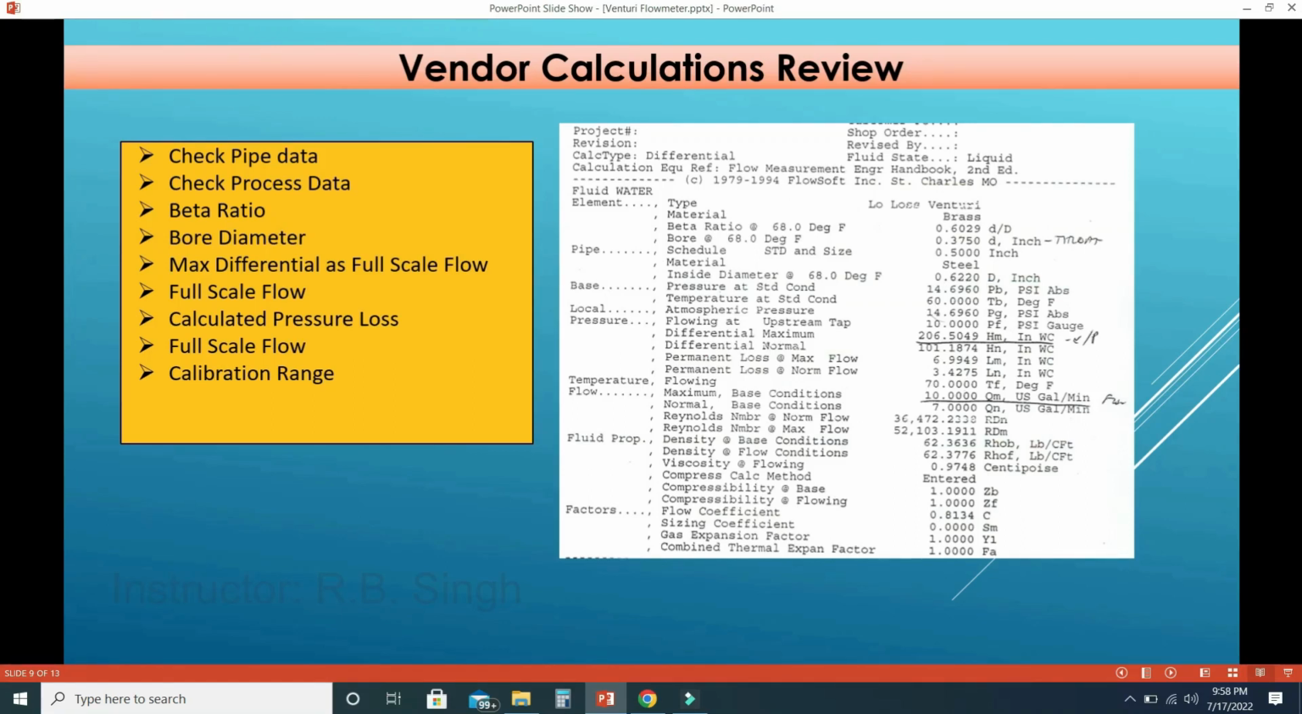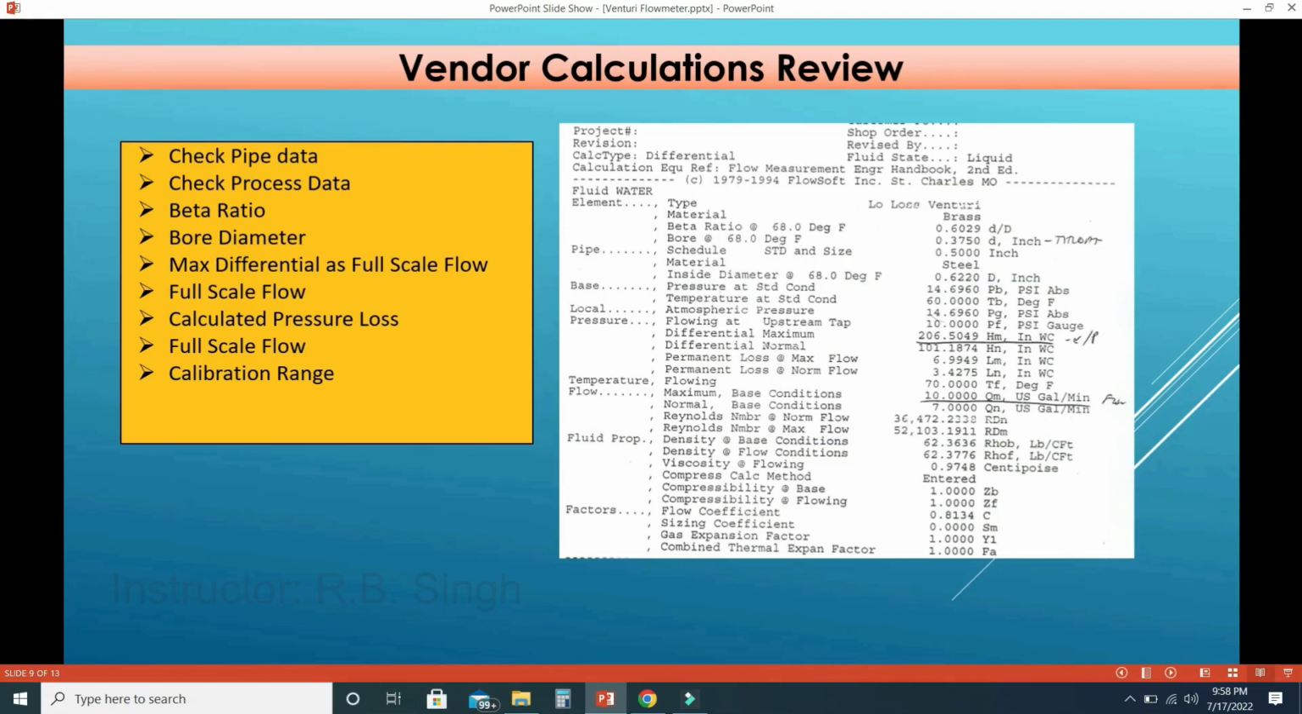Again, we need to check the process data, whether the correct process data has been considered or not. If not, then we can comment on it and revert to the vendor. So the vendor will submit resizing, and we can check it once more. If the pipe data and process data are perfect, then we need to check the beta ratio, bore diameter, maximum differential at full scale flow, calculated pressure loss, and calibration range. So this data we need to take and consider in our technical data sheets.